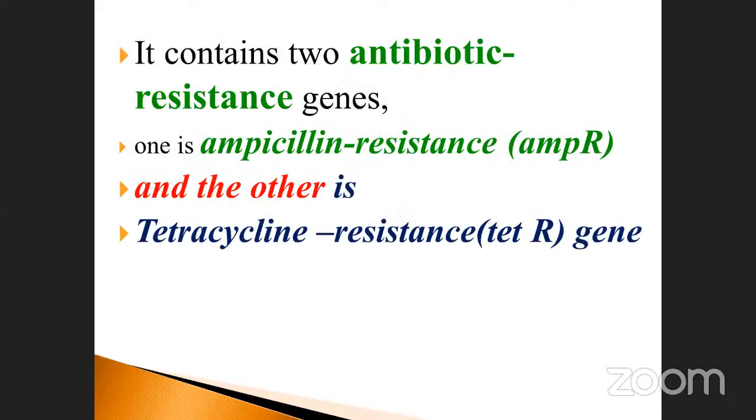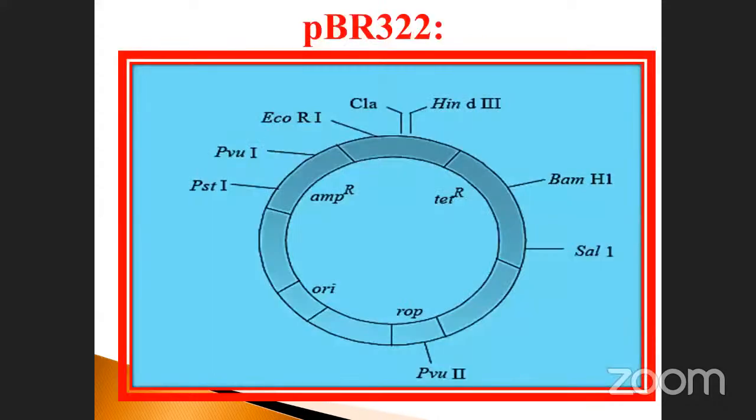In this plasmid, how many antibiotic resistance genes are present? We already discussed that it possesses two types of antibiotic resistance genes. One is ampicillin resistance, simply called AmpR, and the other is tetracycline resistance, simply called TetR. These two genes are present. Not only that, some genes encoding enzymes are also present in it.